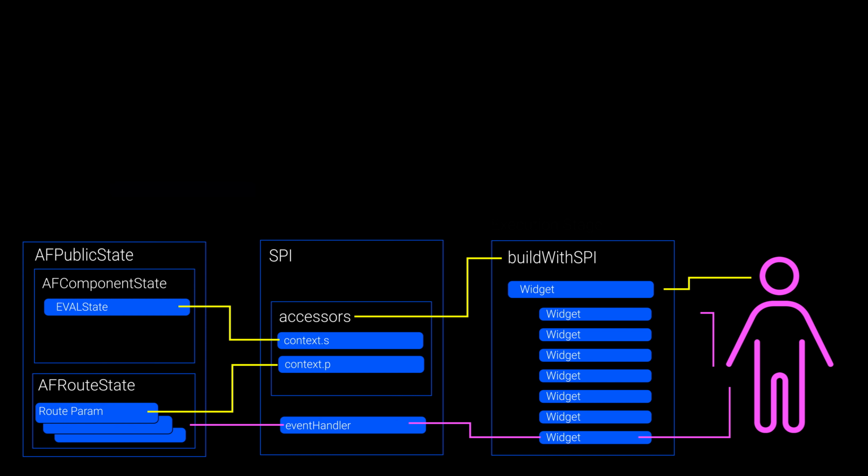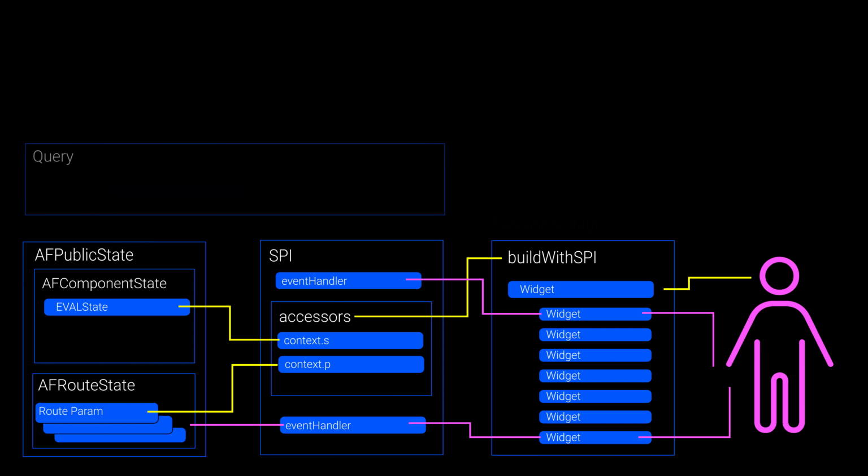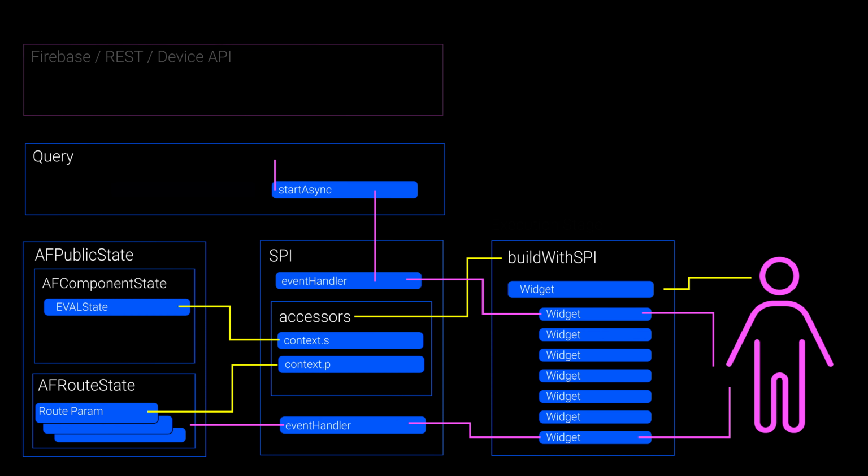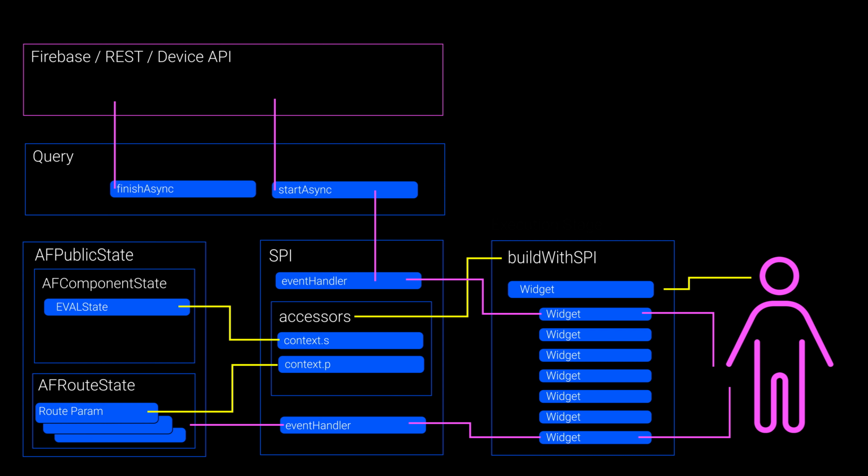Or the user might interact with a widget that invokes an event handler in the SPI, which in turn executes a query. The query's startAsync method contacts some external data store, maybe Firebase, maybe a REST server, maybe a device API. AFib itself is agnostic on this issue, and then hands the result to the finishAsync with response function, which in turn integrates it into your state. Although it will usually update your component state, it can in theory update your root state as well. Again, this update will kick off the rendering cycle, causing the user to see an update on the screen.